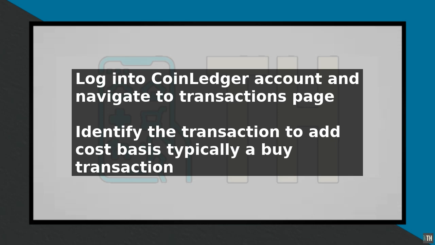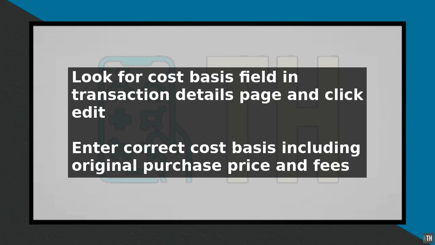Click on the transaction to view its details. In the Transaction Details page, look for the Cost Basis field. This field may be empty or display a default value. To add the correct cost basis, click on the Edit button next to the field.